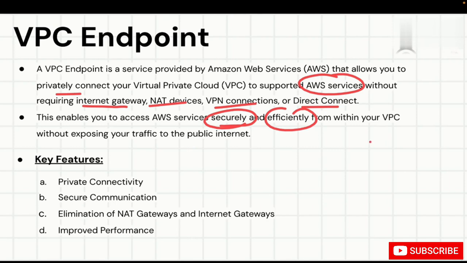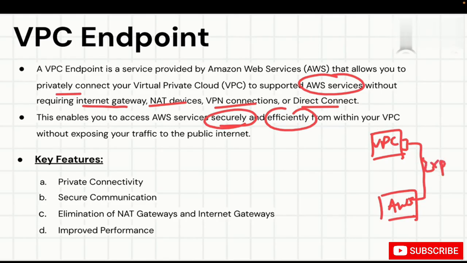Let's assume this is my VPC and this is the AWS service being hosted, like S3. In order to send my request, what I generally do is utilize an internet gateway and then connect to the AWS services. So this is exposed to the internet. Rather than doing so, we can utilize an endpoint and connect internally, as they are both part of AWS services. Now let's understand more about it.